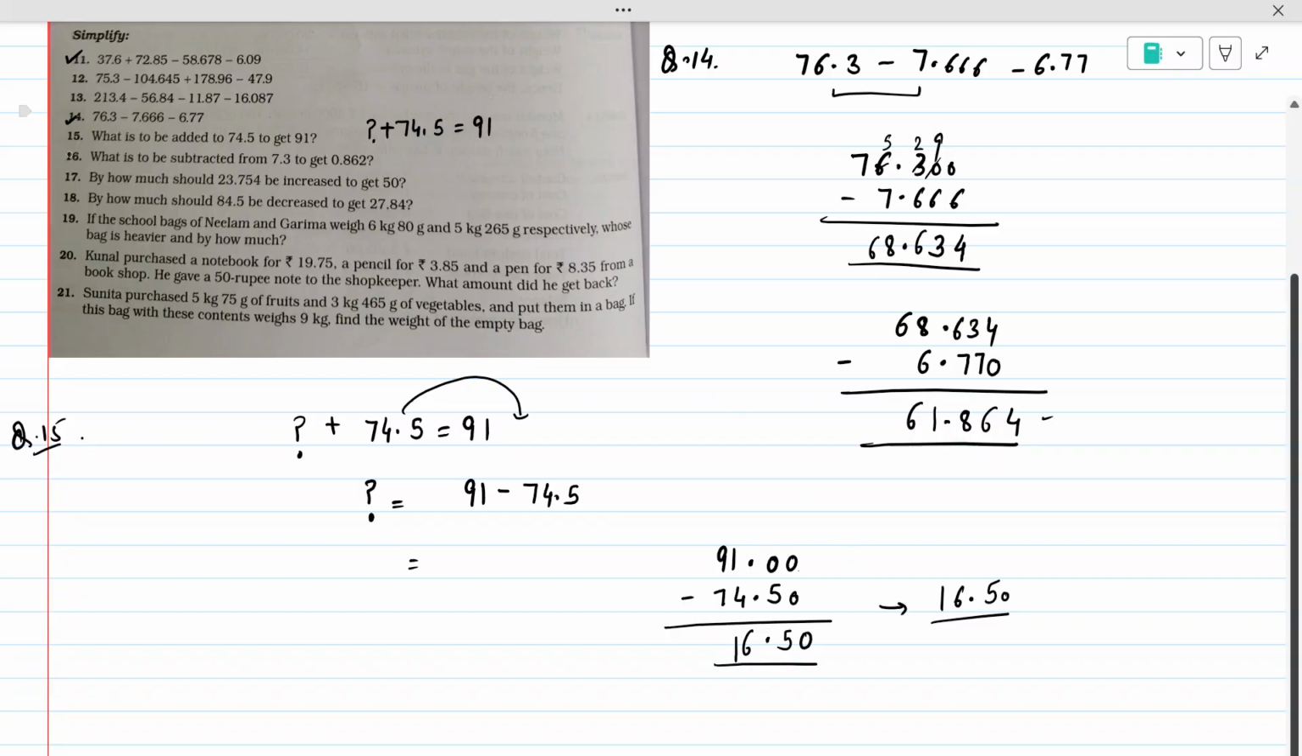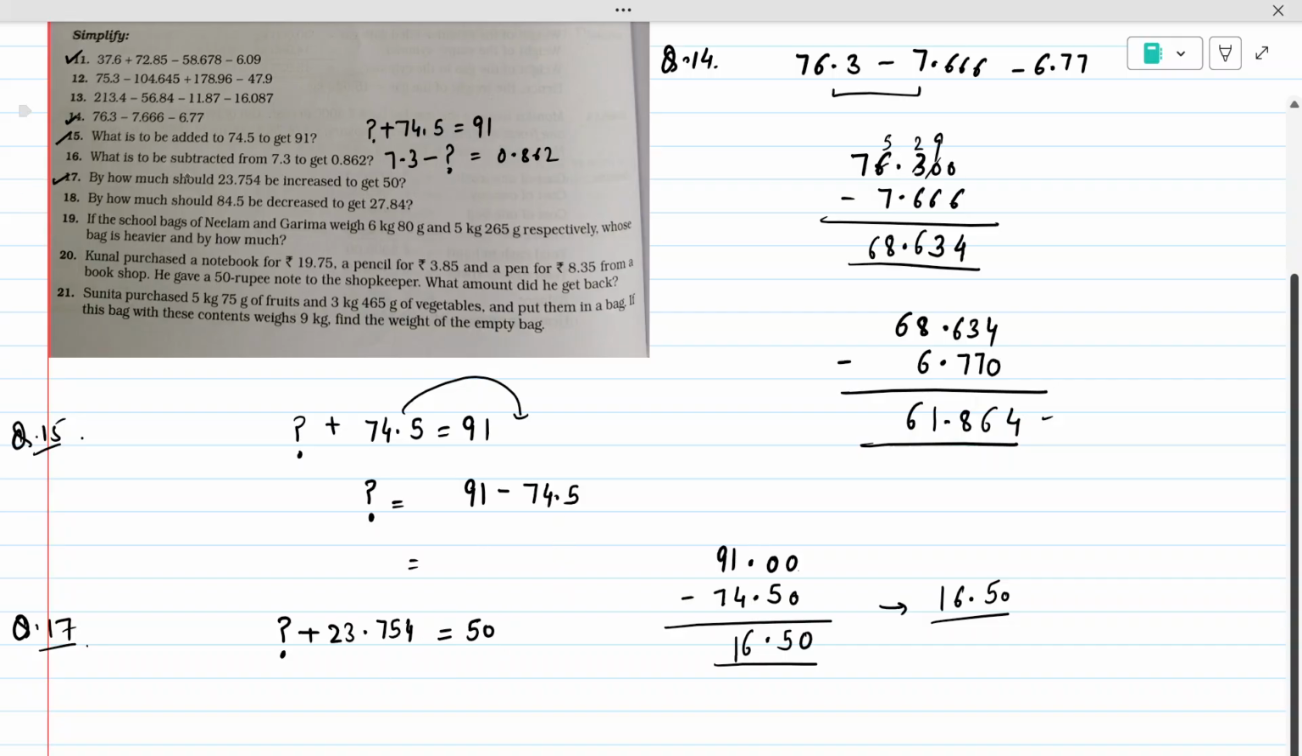Okay, easy. Similarly, question number 16, you can pick. What has to be subtracted from 7.3 so that we get 0.862? Kids, I have made this equation, you just have to solve it. Third, by how much should this be increased to get 50? Again, question number 17, I'm just writing the equation. By how much should we increase 23.754 to get 50? Same thing which we have done. Move it to the right side, subtract, and you will get the answer.